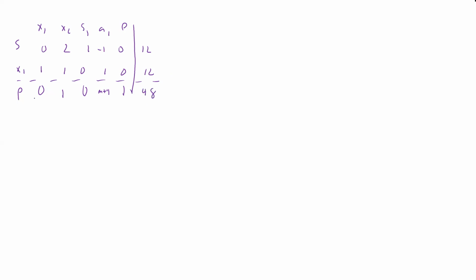All right. So now if we look here, they're all positive, so we can stop. That's our stopping point. And now what we can see is this is going to be our max solution. So max P is equal to 48. When what? Well, did I lose the S? That's S1. I guess I must not have written it here. So when S1 is equal to 12, X1 is equal to 12, and X2 is equal to 0 and our A1 is equal to 0.